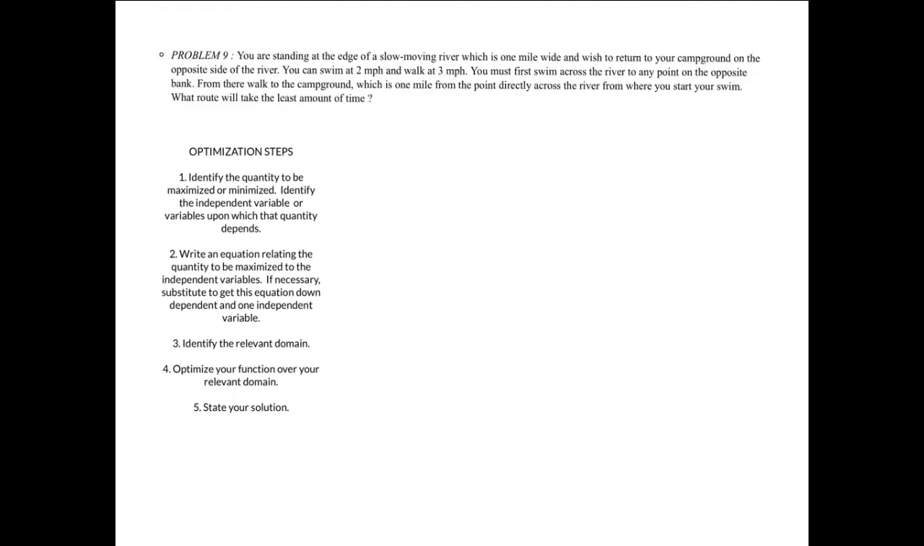All right, next example. I like this one because this one's more difficult. You're standing at the edge of a slow-moving river, which is 1 mile wide, and you wish to return to your campground on the opposite side of the river. You can swim at 2 miles an hour and walk at 3 miles an hour. You must first swim across the river to any point on the opposite bank. From there, walk to the campground, which is 1 mile from the point directly across the river from where you start your swim. There's a lot of information going on. What route will take the least amount of time?